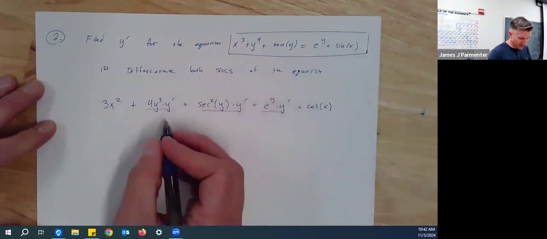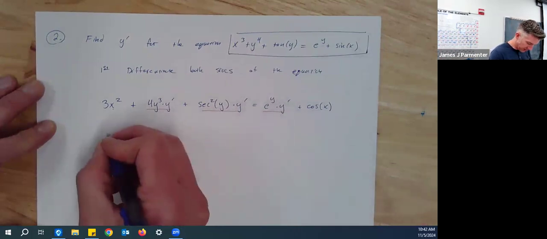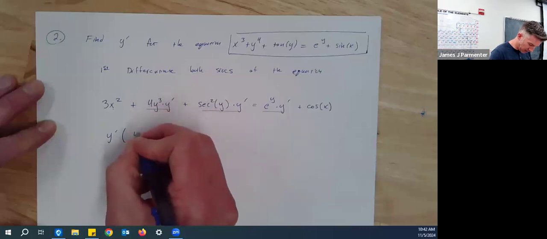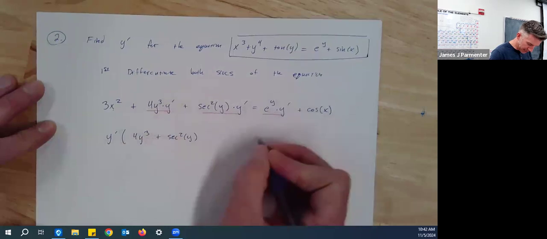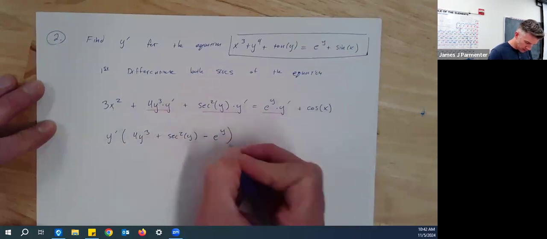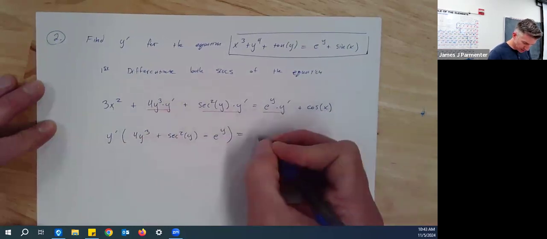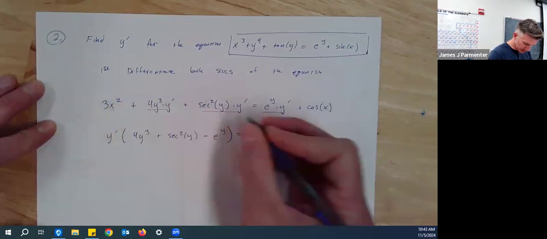I'm going to bring all my y primes to the left and also factor out a y prime. To factor out a y prime, I'm going to have a 4y cubed, a plus secant squared of y, and a minus e to the y. On the right-hand side, I'm going to have my cosine of x minus 3x squared.